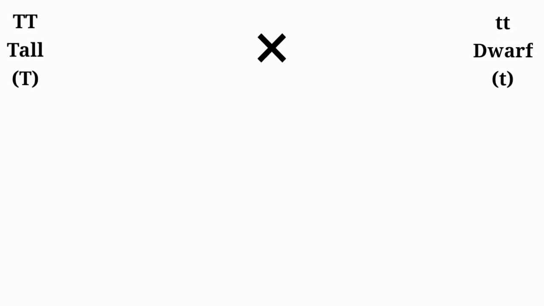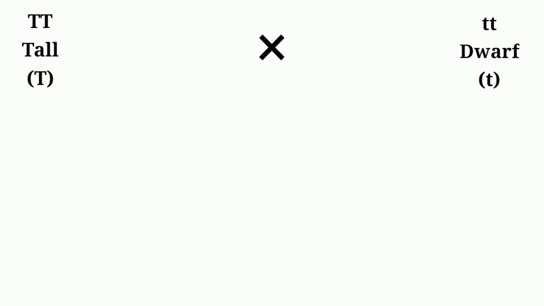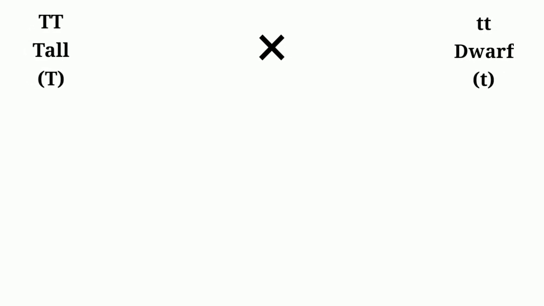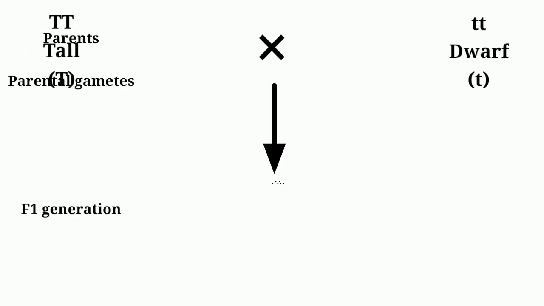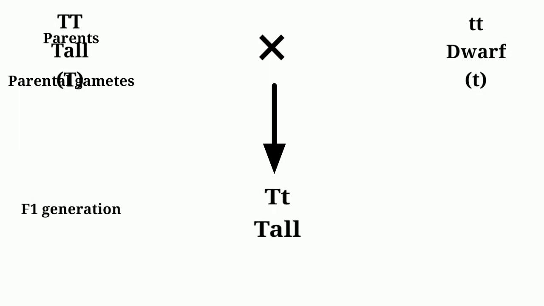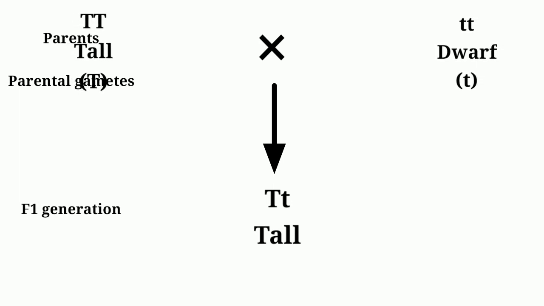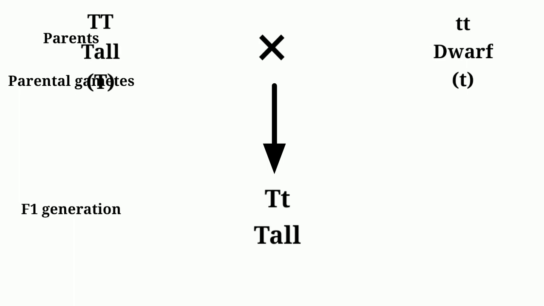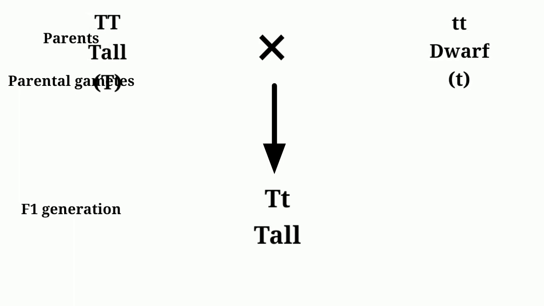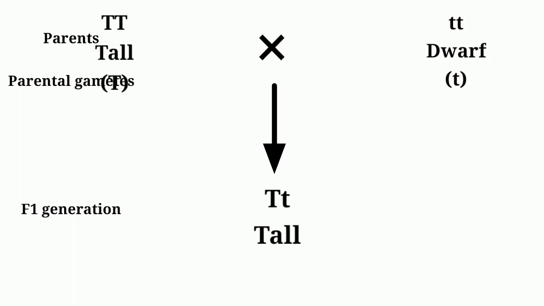For that, two parents will be required which are contrasting in character, that is the tall parent and the dwarf parent, which were made pure line, and now they are ready for the purpose of artificial hybridization. Here capital T is the genotype for the phenotype tallness. Small t is the genotype for the character dwarfness.